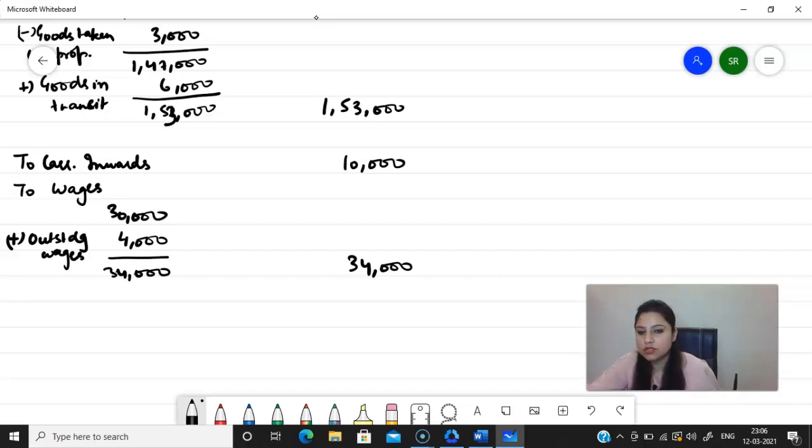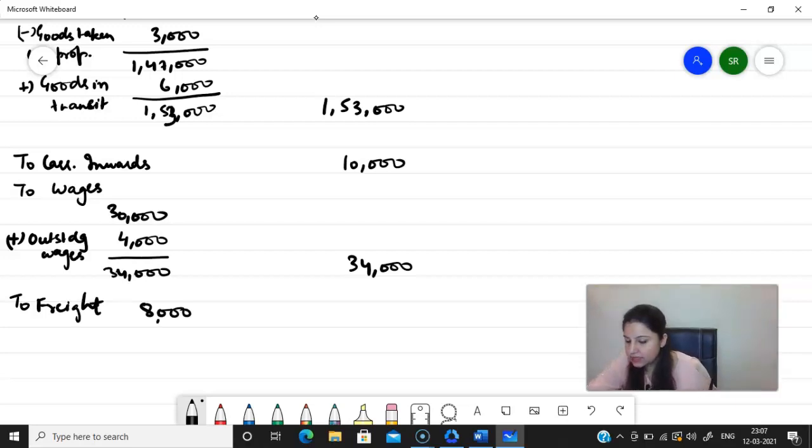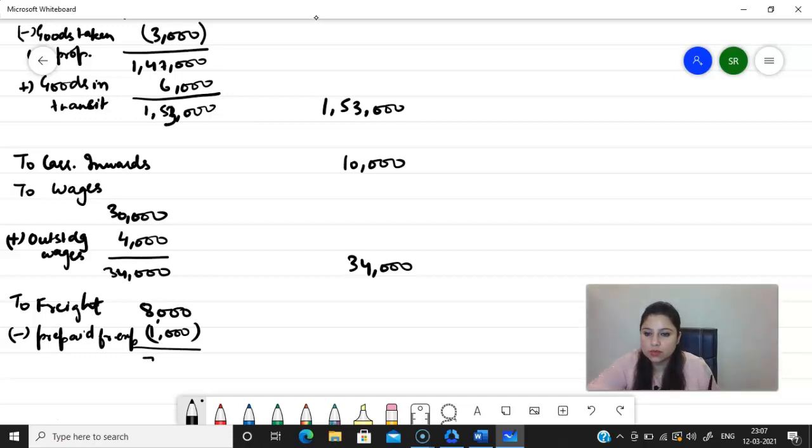So continuing with the question, we have now the freight. To freight, here we have freight expenses amounting to 8,000, and out of this 8,000, 1,000 is the prepaid expense, so less prepaid freight expense, which is 1,000. This is an addition, those are the ones which we have subtracted. So this amounts to a net 7,000.